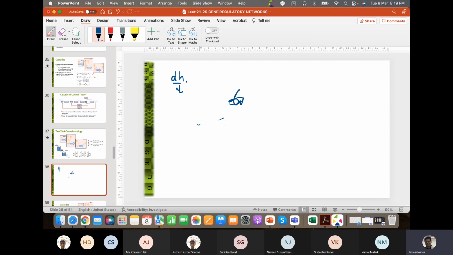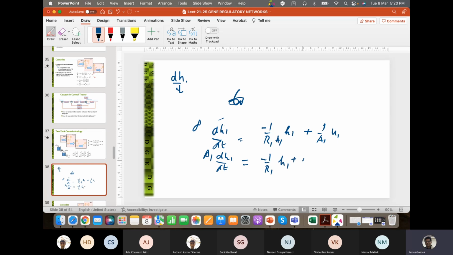So this dH1 dt is equal to minus 1 upon R1 A1 H1 plus 1 upon A1 U1. I think that's the way to look at it, right? And so if I multiply both sides by A1, then you can see that A1 dH1 dt will equal, and this will become, minus 1 upon R1 H1 plus U1.